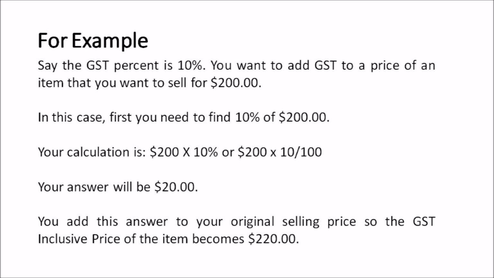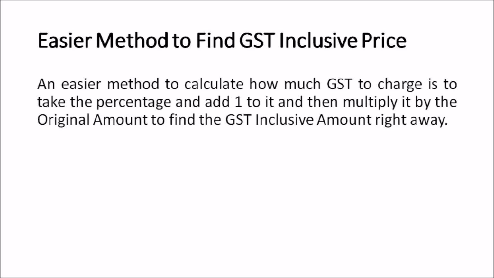So you add this answer, you add the $20 to your original selling price, so the GST inclusive price of the item becomes $220. So your original price was $200 and then you added GST, which is $20, so your selling price becomes $220. Now there's an easier method to do this. To calculate how much GST to charge, take the percentage and add 1 to it and then multiply it by the original amount to find the GST inclusive amount right away.